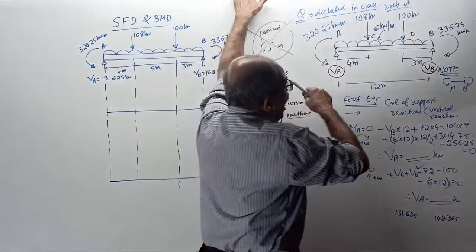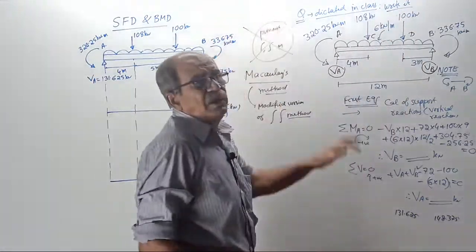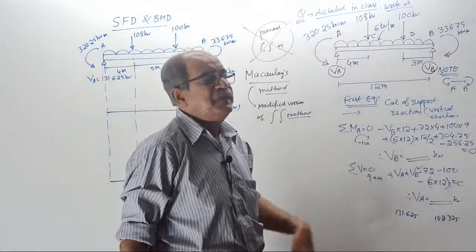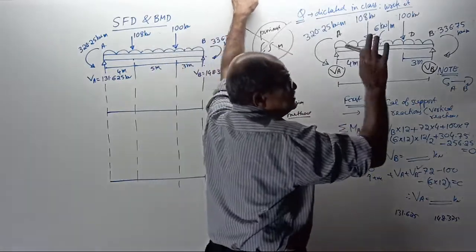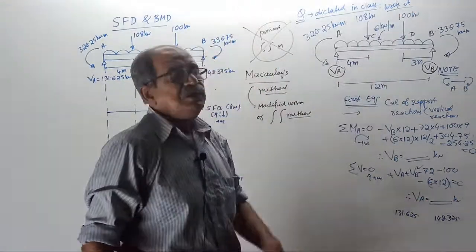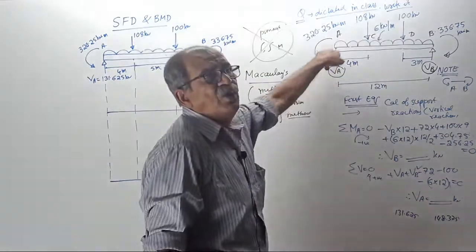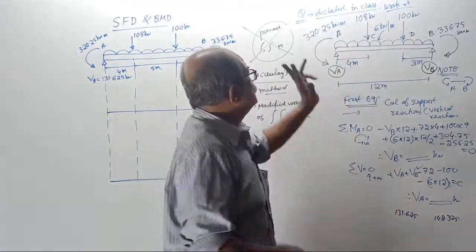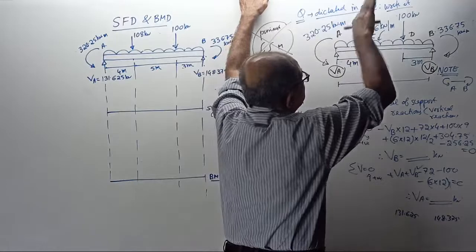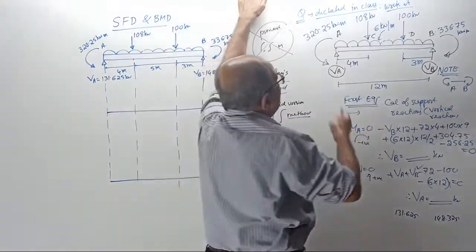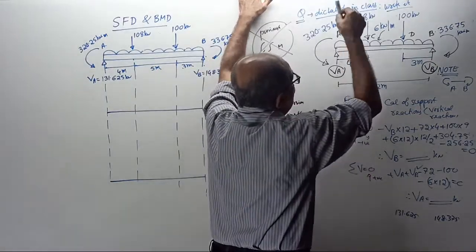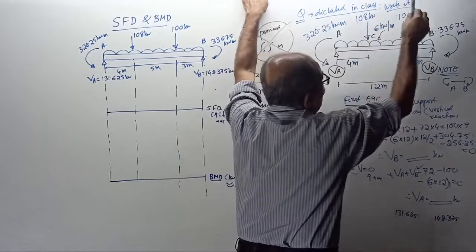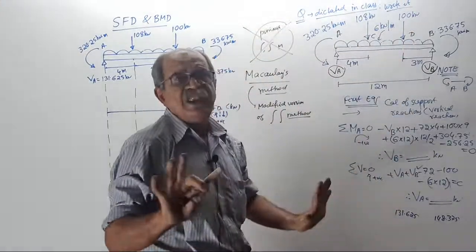Now, all those difficulties will be overcome in Macaulay's method, where you just take one section. Use deflection at A is 0, deflection at B is 0. Your section is such that it is valid for any portion. What section you take is valid for AC, valid for CD, valid for DB. How, I will tell you.